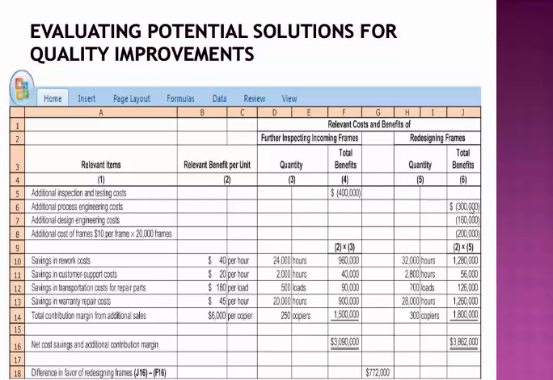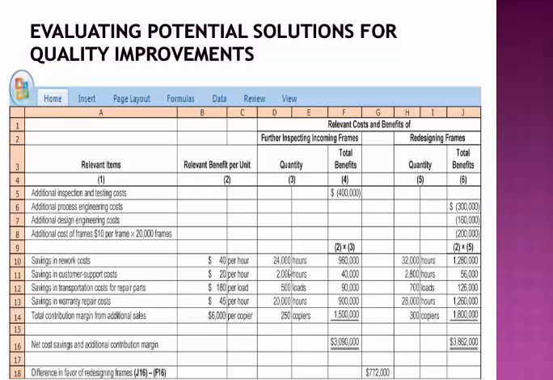These are costs. They are showing up as negative because think of the fact that this is reducing our operating income if we do this. However, if we do A, further inspecting them and catching issues in advance means we're going to save money. We're going to save money in rework cost. We're going to save money in customer support cost. We're going to save money in the transportation costs for repair parts. We're going to save money in warranty repair cost. All right, look at what that works out to.